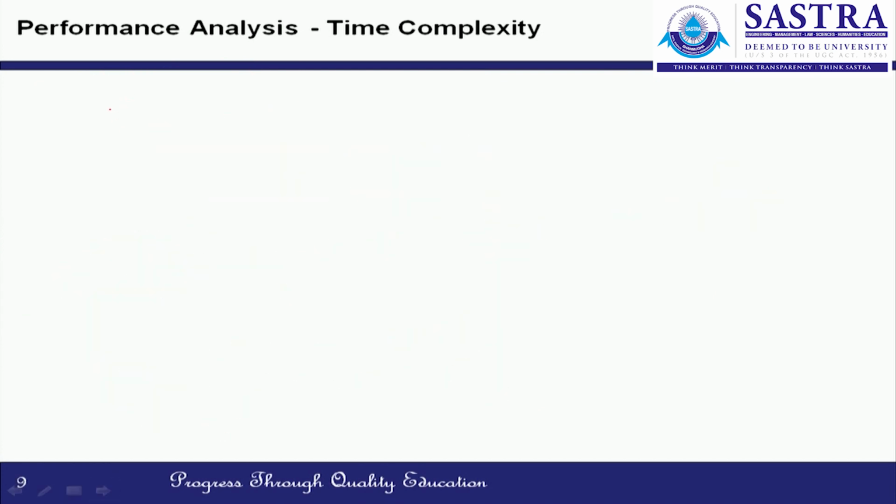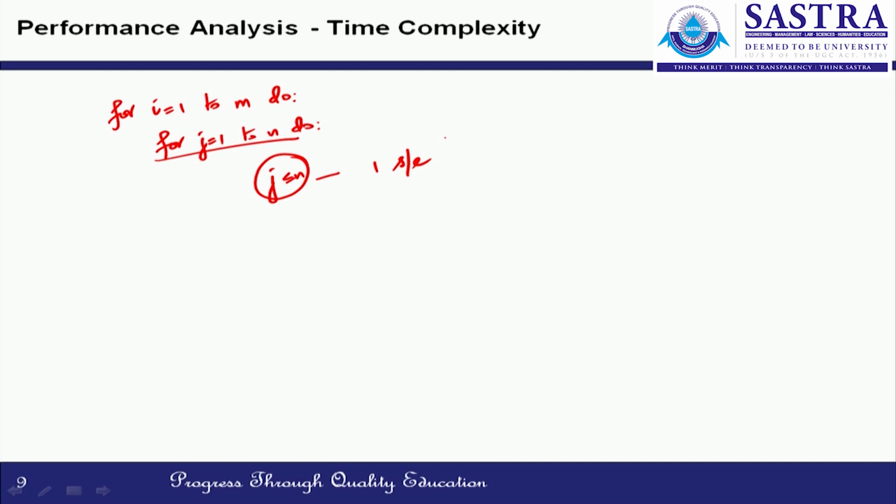Outer for loop is for i is equal to 1 to m do. Second for loop is for j is equal to 1 to n do. Consider the condition j less than or equal to n. Checking if j less than or equal to n is taken as one step per execution. The condition j less than or equal to n is tested for n plus 1 times.